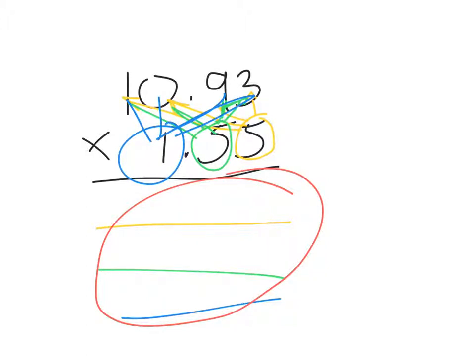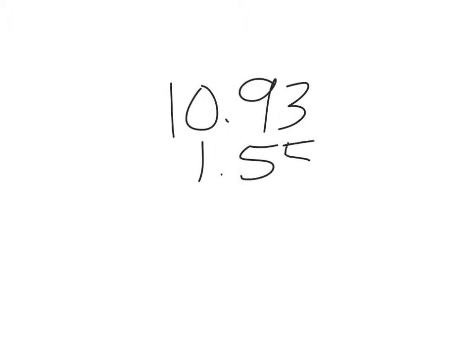So let me get this off the screen here, since that's kind of confusing, and I am going to walk you through just that. So in 10.93 times 1.55, ignore those decimals for right now, as those decimals won't come in until the very end. Starting with the 5, that's this number right here, I'm going to multiply that by each number at the top, starting with 5 times 3.